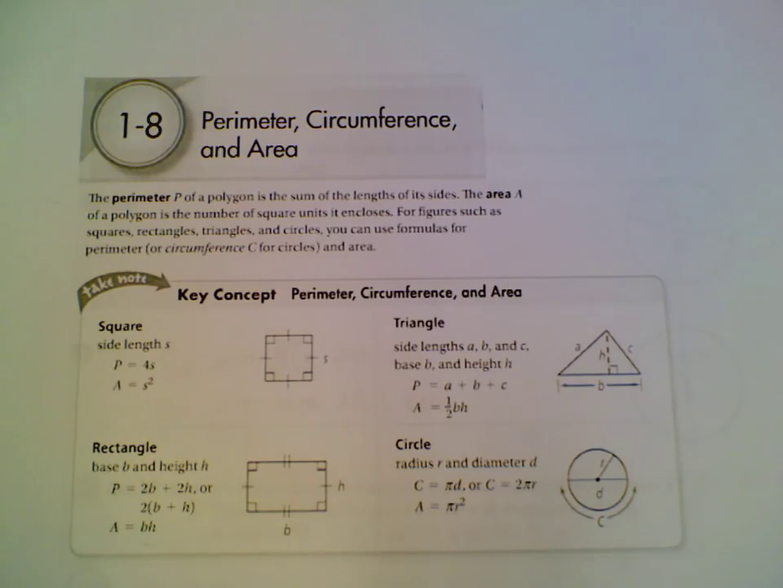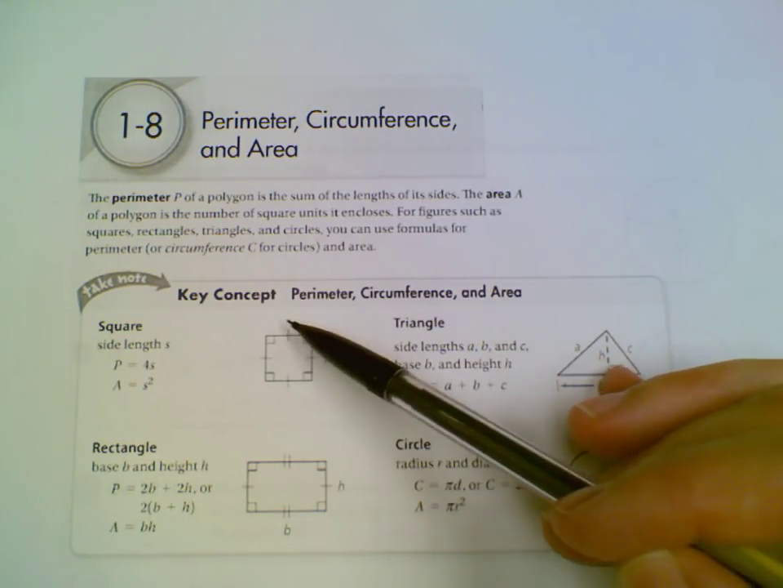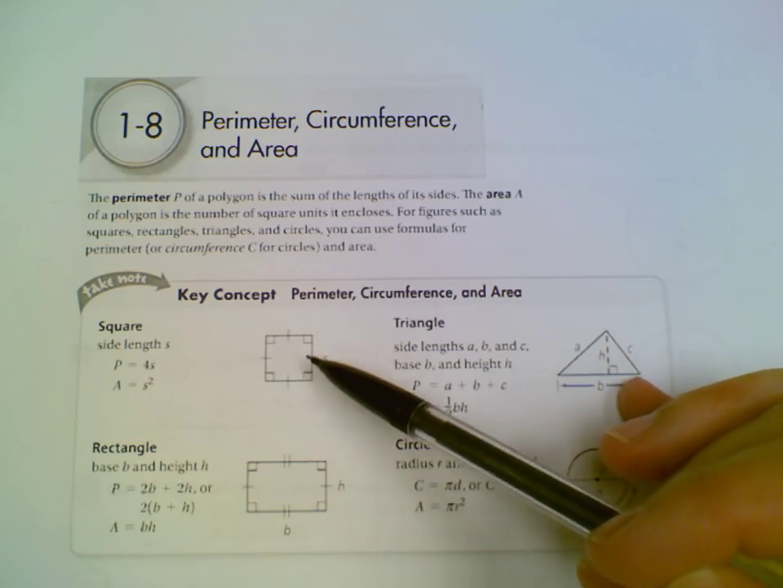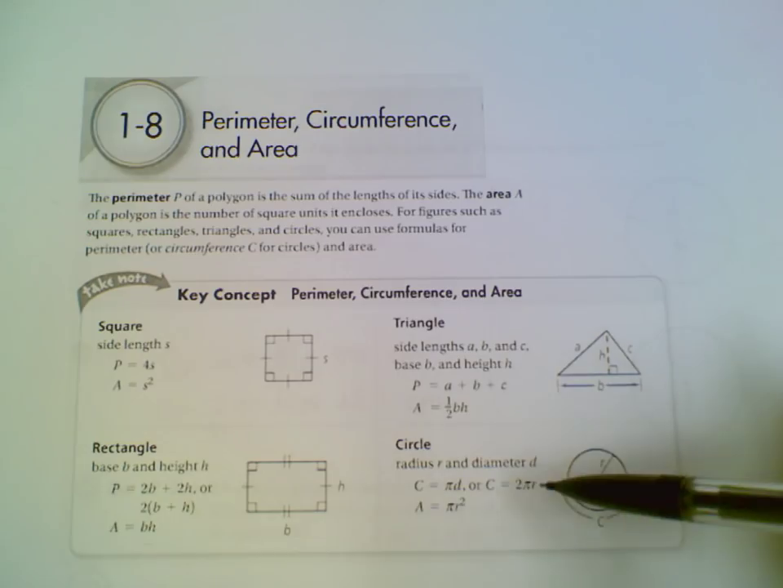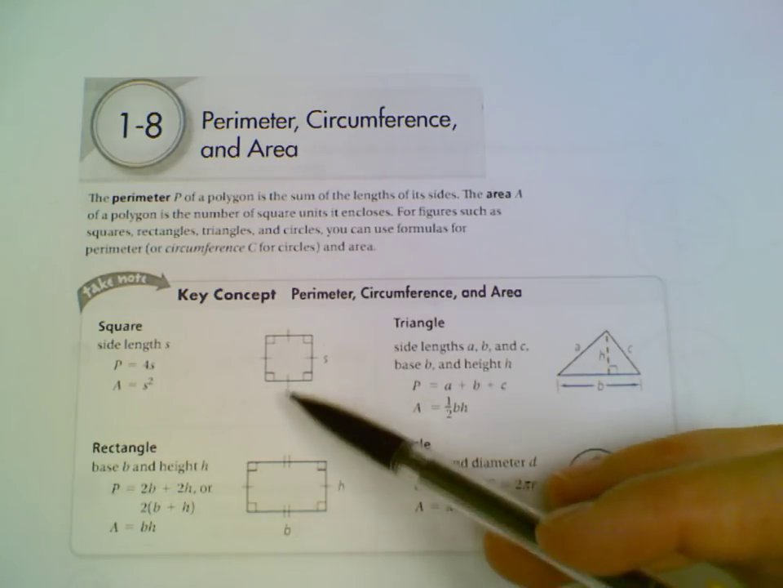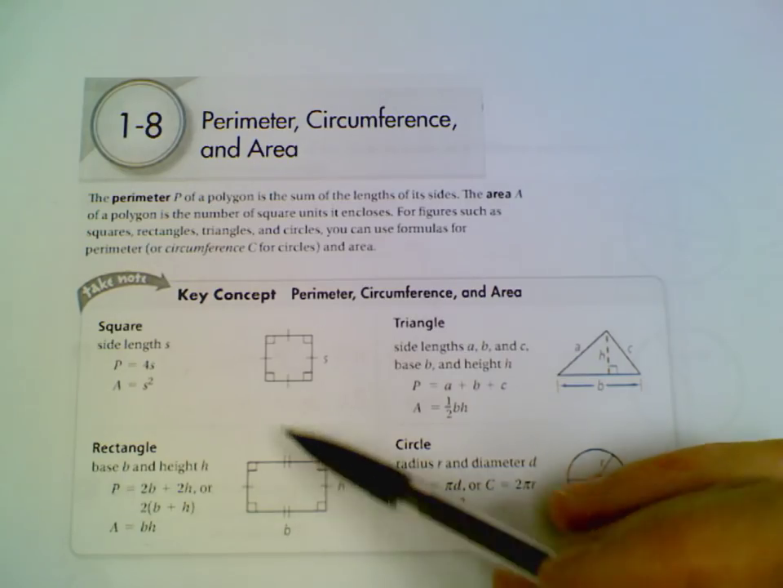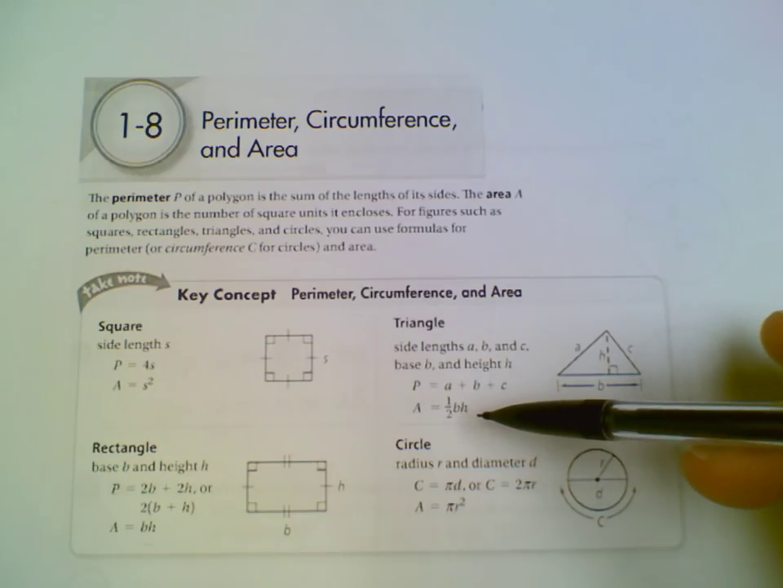Section 1.8 is about perimeter, circumference, and area. So if you remember, perimeter is the distance all the way around it, so you just need to add up all the side lengths. The area depends on the shape for what formula you will use. For a rectangle and a square, you can just do length times width or base times height. For a triangle, you have to do a half times base times height.